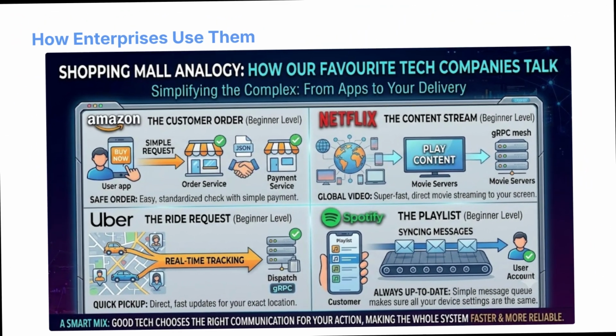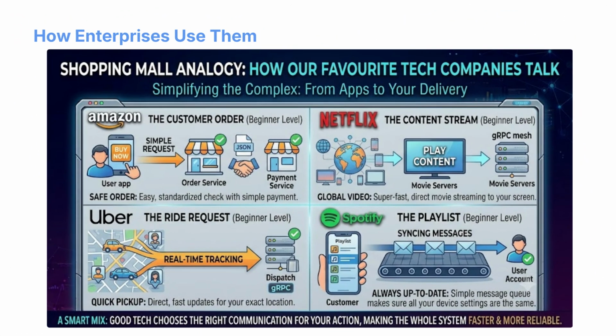Modern enterprises rarely rely on a single communication style. Amazon, Netflix, Uber, and Spotify use REST APIs, gRPC, and message queues together. They choose the right communication method based on the specific business requirement. This flexibility is one of the biggest strengths of microservices architecture.